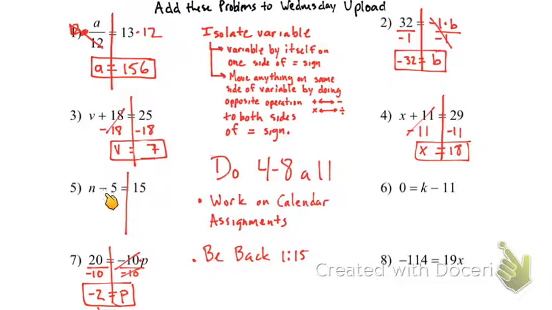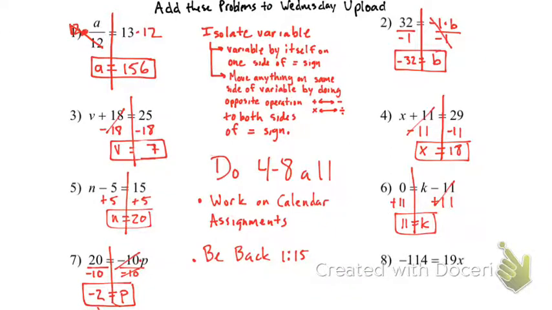Okay, so the opposite of subtraction is addition. n equals 20. Shoot over to number 6. My variable's on the right side, which means I have to get rid of the 11. What's the 11 doing? It's subtracting. The opposite of subtraction is addition, so we add 11 to both sides. And 11 equals k. Remember, it's okay to have your variable on the right side.